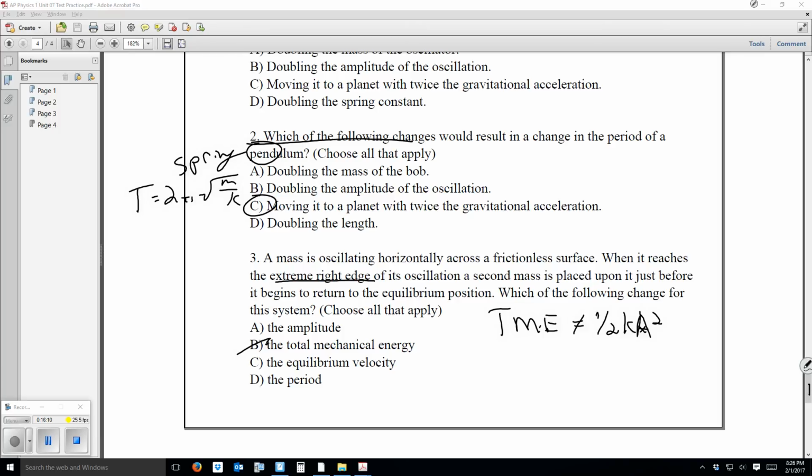My equilibrium velocity is going to change though, right? When I get back with that same amount of total mechanical energy and plug that in for 1/2 m v squared, my mass got bigger, right? I applied a second mass to it. This mass went up. In order to keep that same total mechanical energy, this velocity has to go down by some. So my equilibrium velocity is going to get lower, and my period's also going to get lower. Again, back to this equation here. If I change my mass, it changes the period.